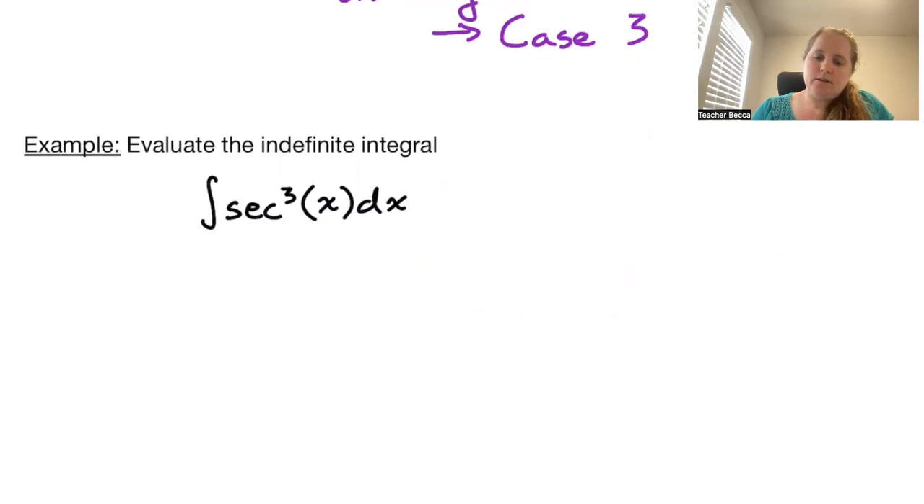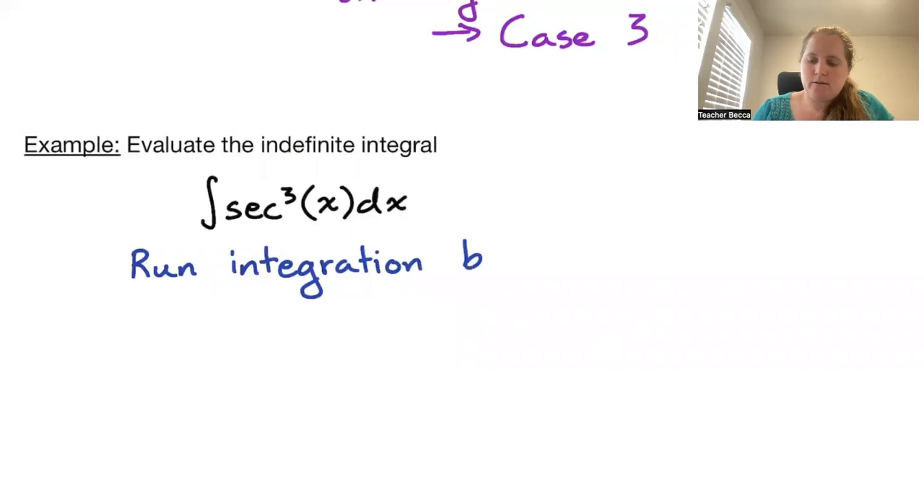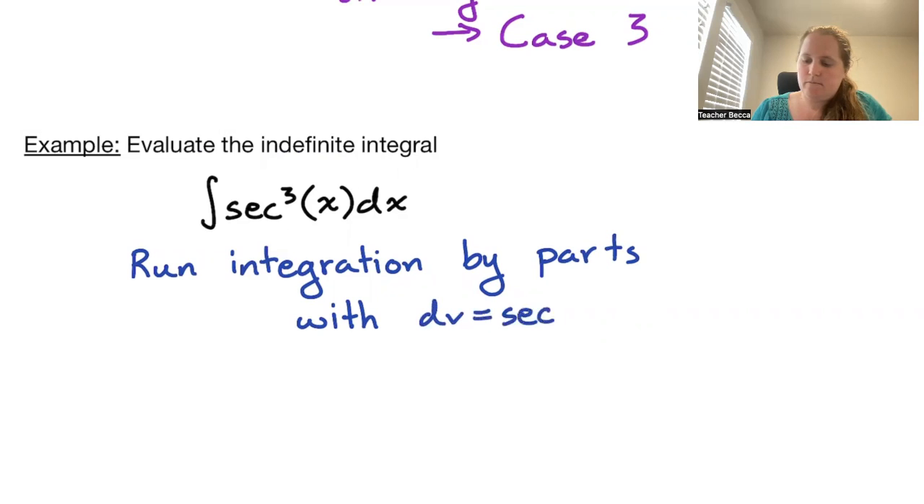So what we are going to do here is run integration by parts. We are trying to evaluate the indefinite integral, the integral of secant cubed x dx. And the rule was to use dv equal to secant squared x dx.